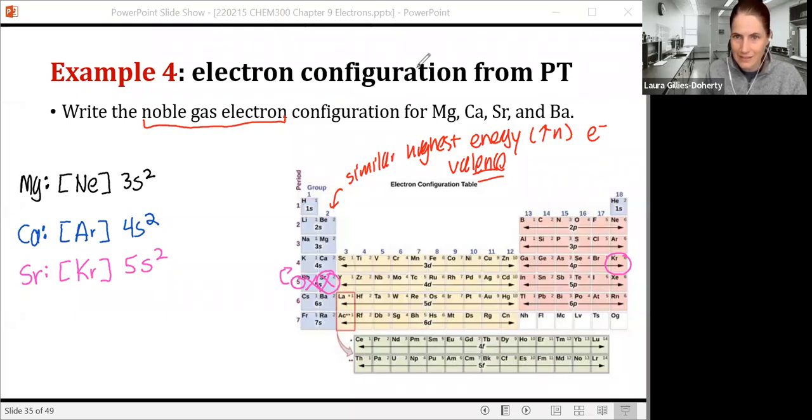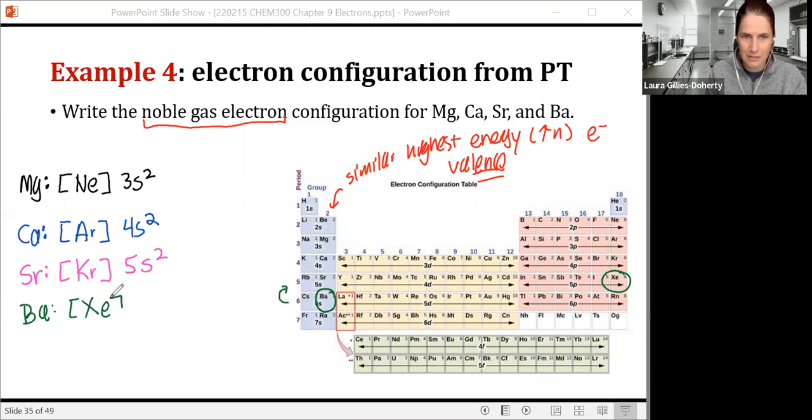And last but not least, let's check barium. Barium's right here. So the previous noble gas is xenon. So the shorthand configuration for barium would be Xe. And then it's in the 6s block. So 6s. And you count over 2 boxes, 6s2.